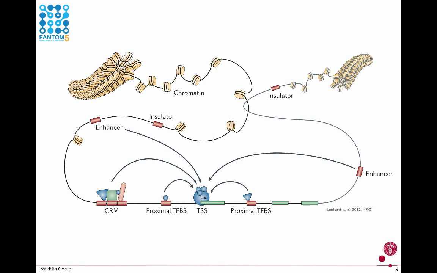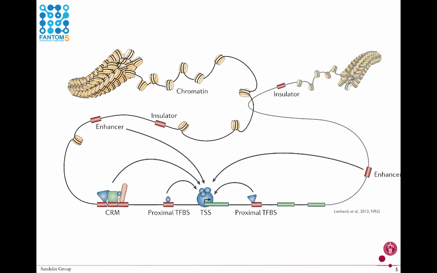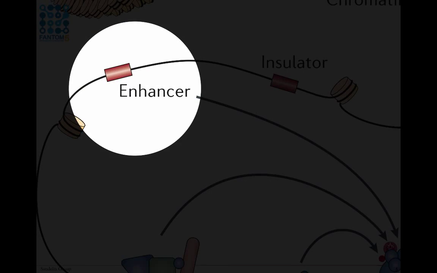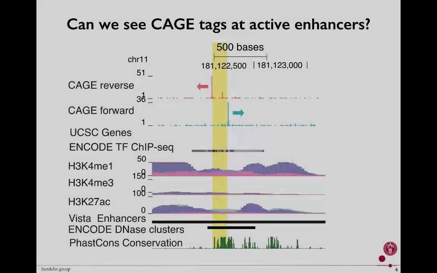When examining expression data like CAGE at transcription start sites, we only see the effect of regulation, not the underlying mechanism. What if we could see the enhancers as well? Here we observe the known enhancer from the VISTA database. It has all the features we have come to expect from enhancers. It is highly conserved, DNA sensitive, has H3K27 acetylation and H3K4 methylation marks, but not H3K4 methylation 3.